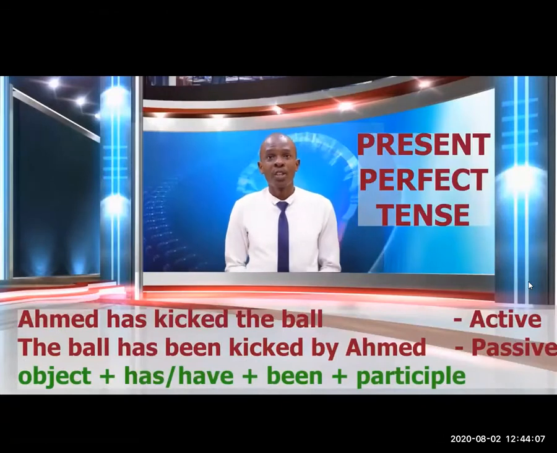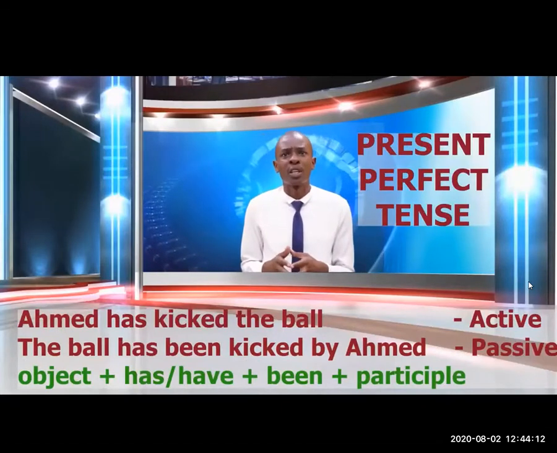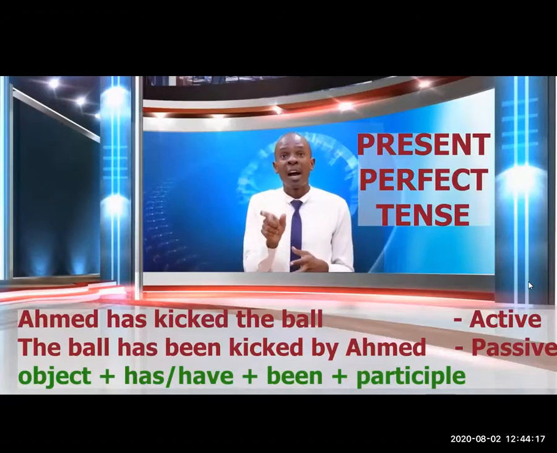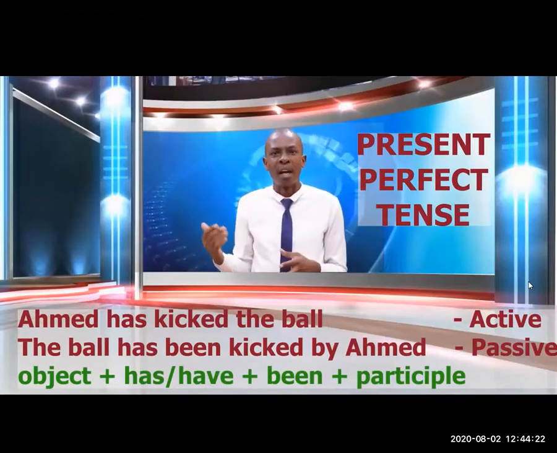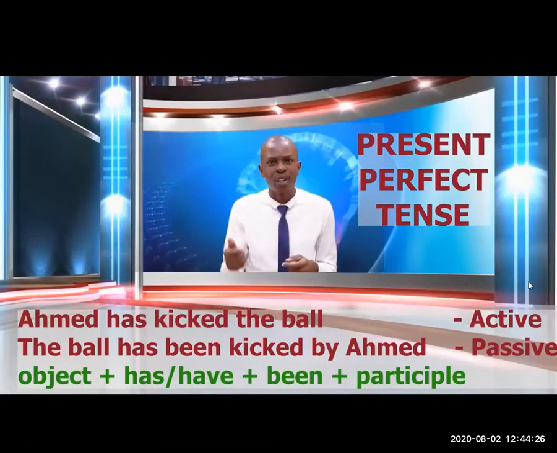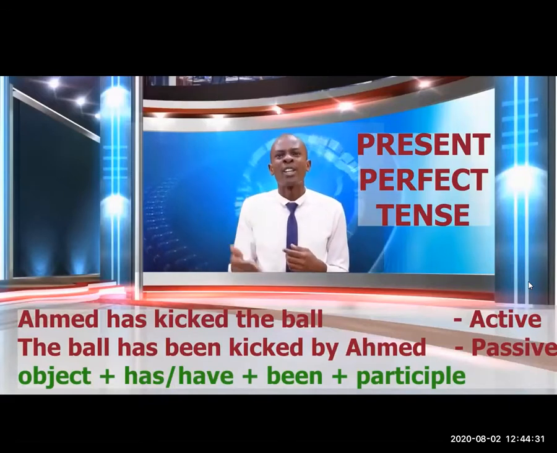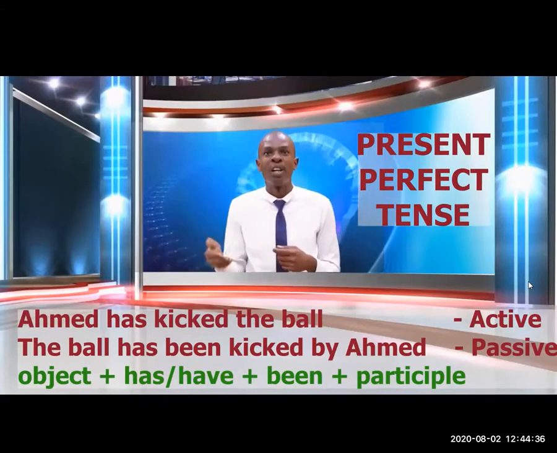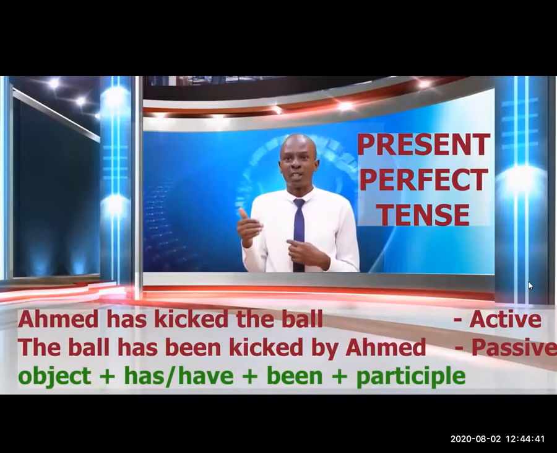Tense number 3, this is the present perfect tense. Under present perfect tense, when changing into passive voice, we use the helping verbs has or have together with been. For example, Ahmed has kicked the ball. Into passive voice, the ball has been kicked by Ahmed.